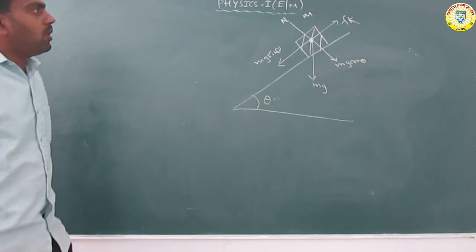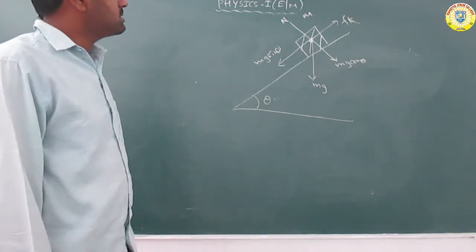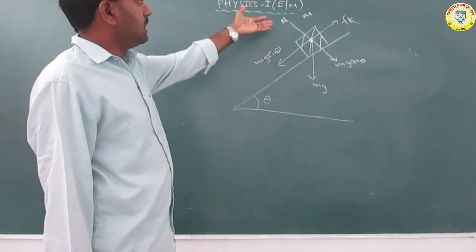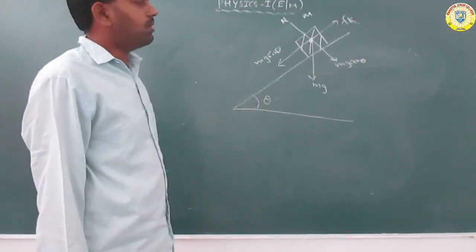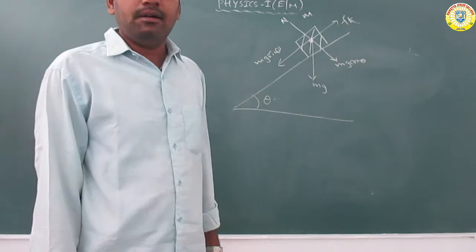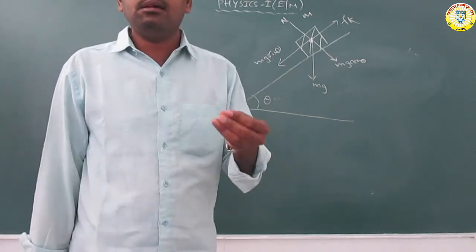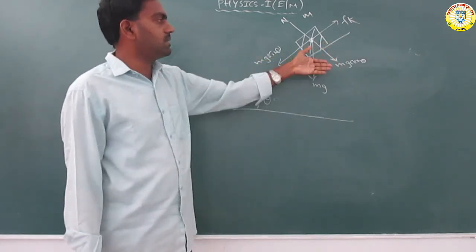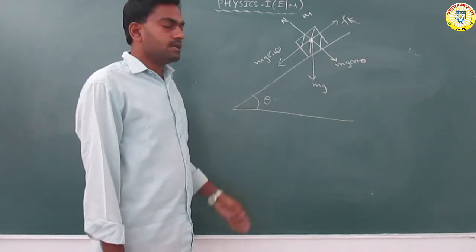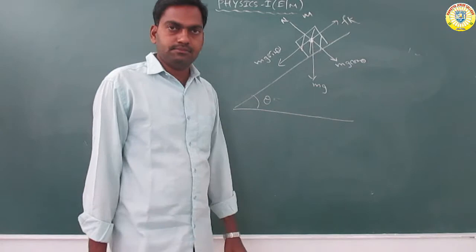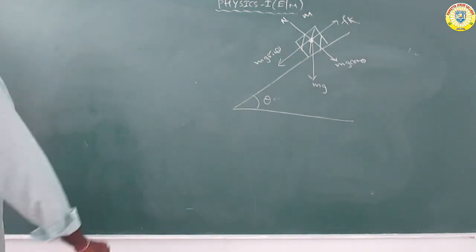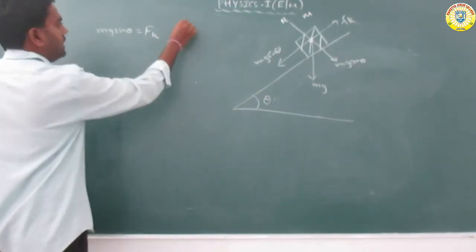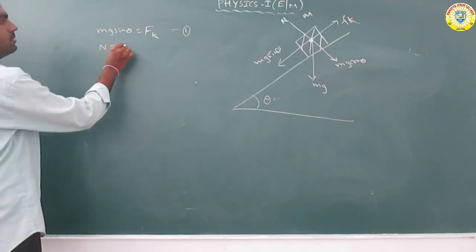Now we consider a body of mass m on an inclined plane. The forces acting on the body are the normal reaction N and the kinetic friction fk acting up the plane. mg is the weight of the object, acting vertically downwards, resolved into two components, mg cos theta and mg sin theta. Theta is the angle of inclination with the horizontal. So mg sin theta is equal to fk, equation 1. Also, N is equal to mg cos theta, equation 2.